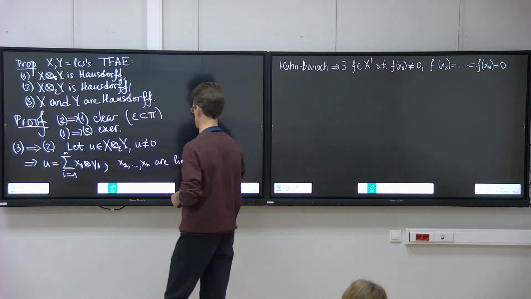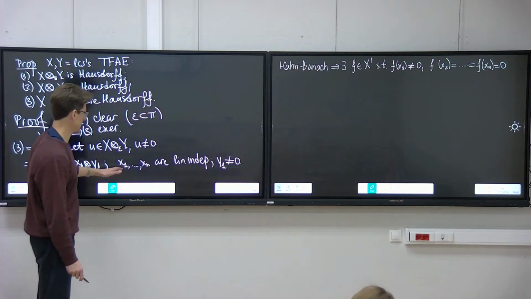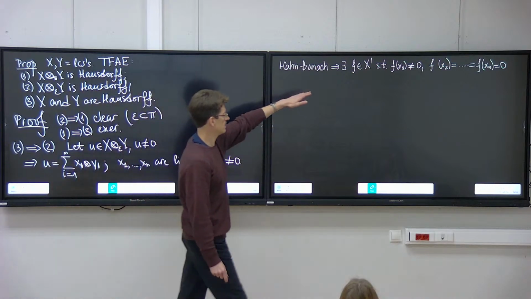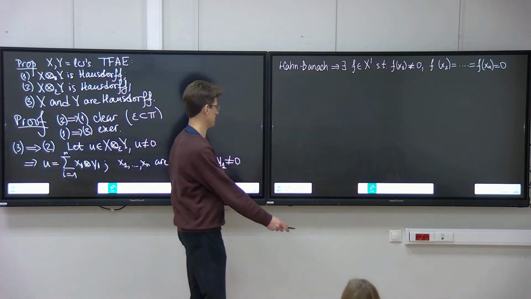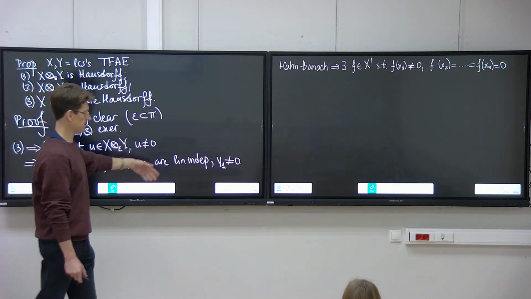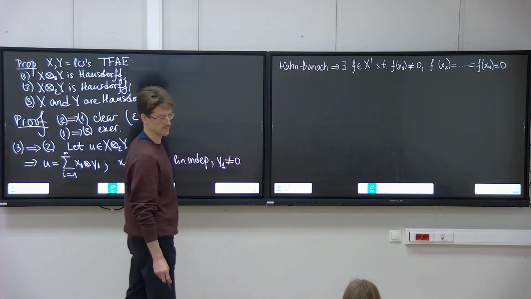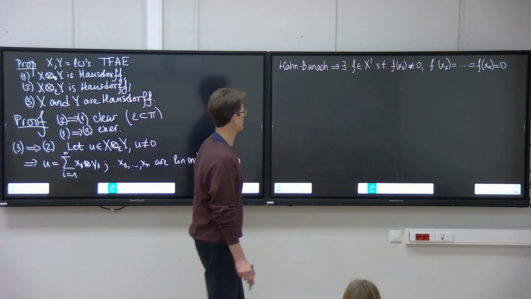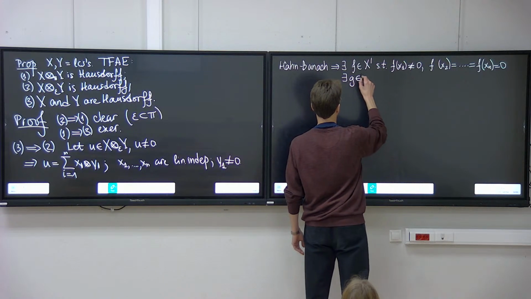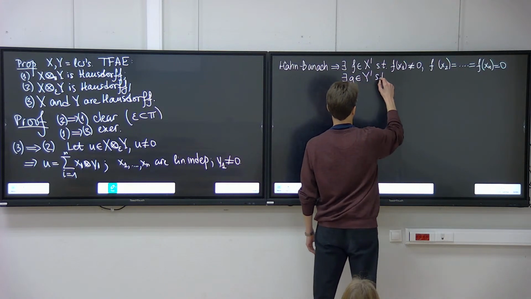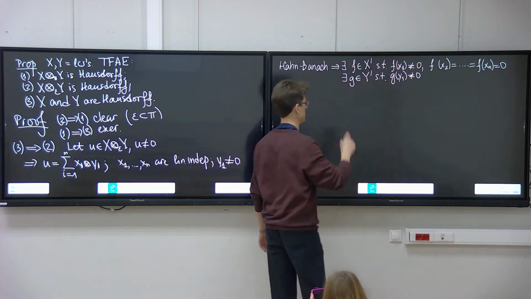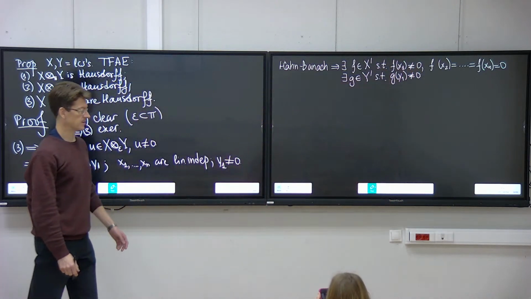Well, more exactly, we define f on the linear span of the vectors x_1 to x_n in this way. It is continuous because the space is finite dimensional and Hausdorff. And then we extend it to the whole space by using the Hahn-Banach theorem. And for the same reason, we can find a continuous linear functional g on Y such that g of y_1 is not zero. Again, we use here the assumption that Y is Hausdorff.